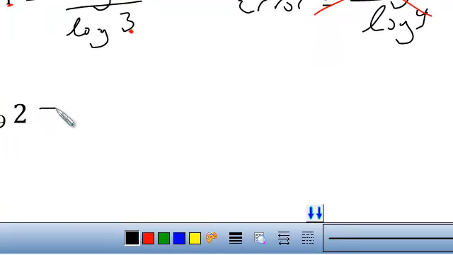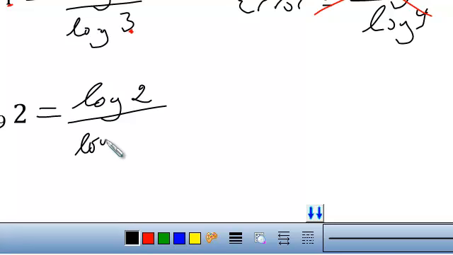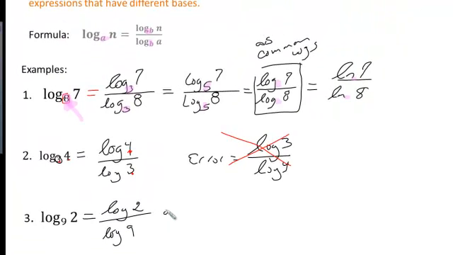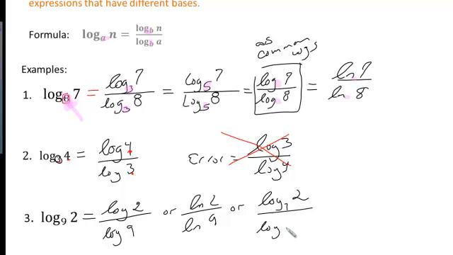If we wanted to rechange this base, we could rewrite this as common log of 2, as long as we divide it by the common log of 9. Or we could have used natural log of 2 divided by natural log of 9. Or we could have picked any base we want. We could have picked base 7 if we wanted to. That's what the change of base formula says you're allowed to do, and that's how you use the formula.